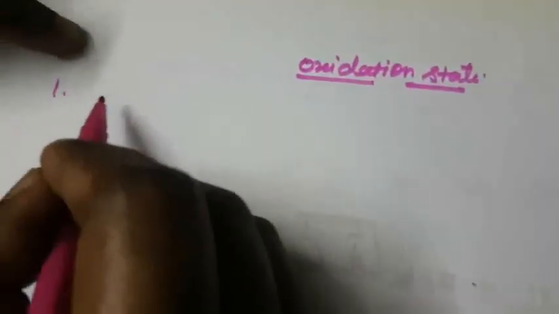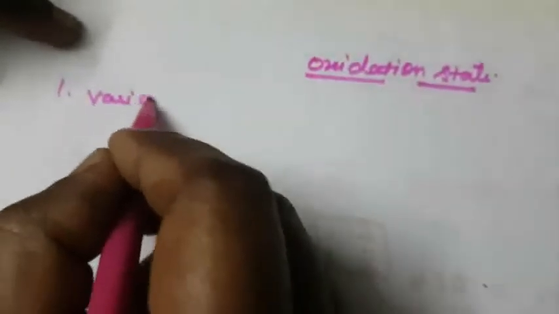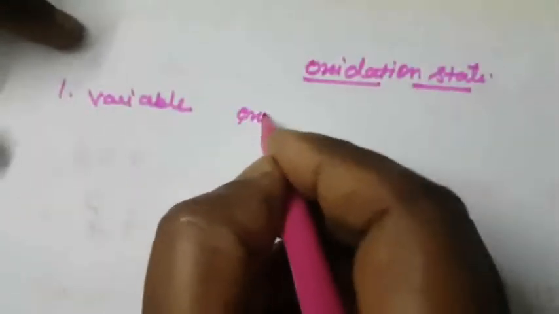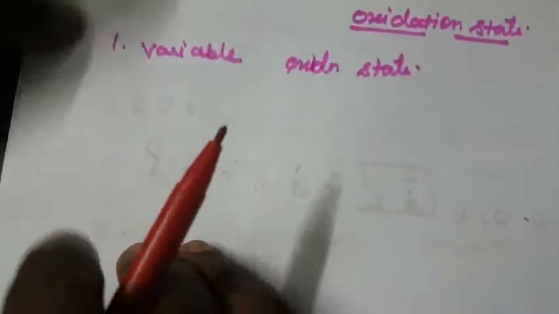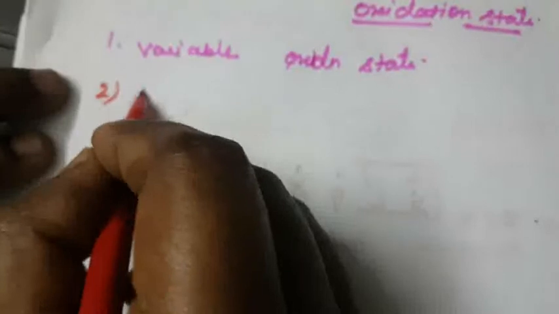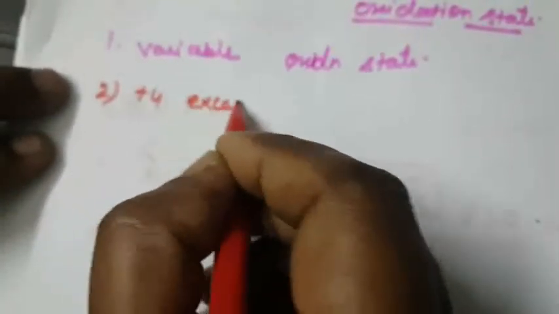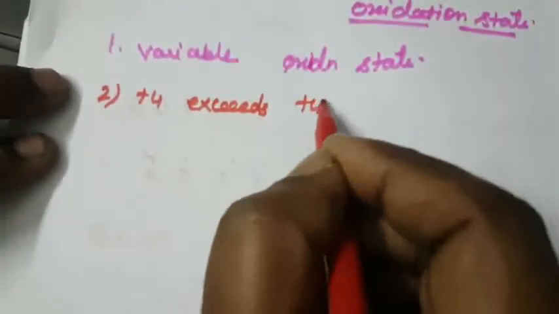So next we are going to see the oxidation state of the actinides. The first point is that actinides exhibit variable oxidation states. In lanthanides, the +4 oxidation state is more common, but here the oxidation state exceeds +4, right?